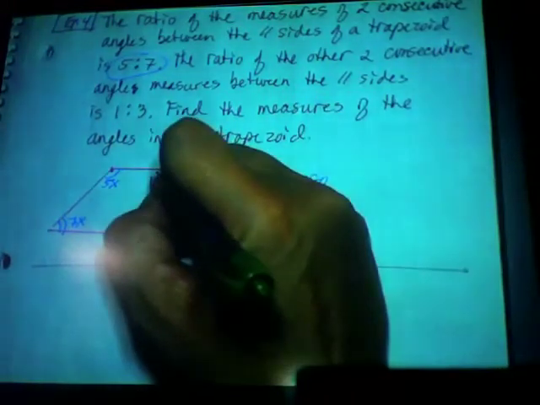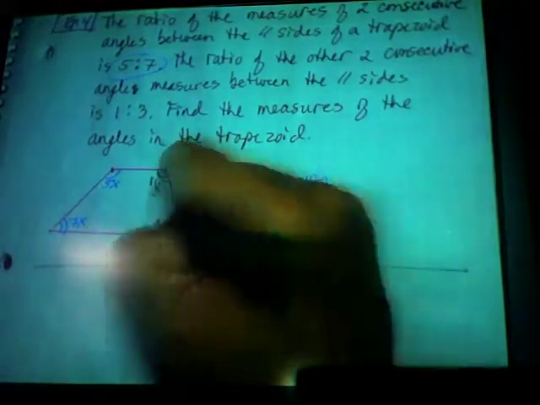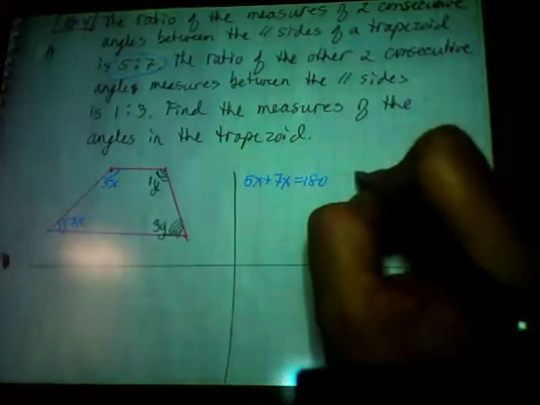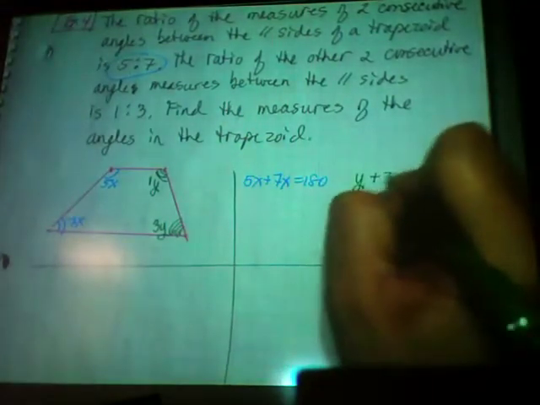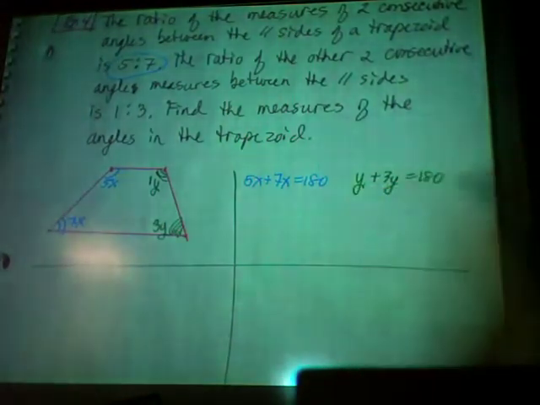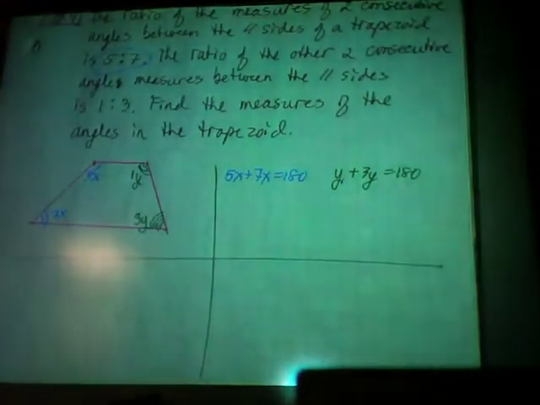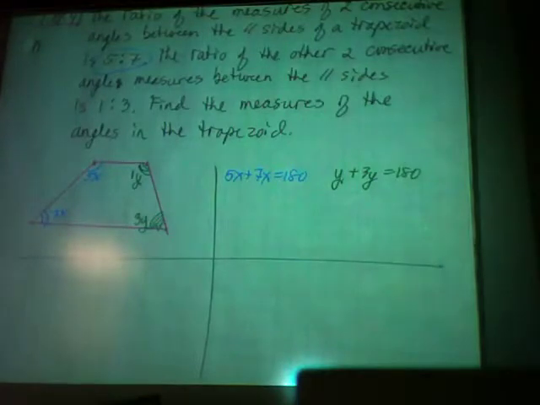So I can't use the same variable x. I have to use a different variable here, so I'm going to use y. So the second equation I have is y plus 3y equals 180 degrees. So you have 2 equations with different unknowns. You do not have a system here. You don't need a system here. Go ahead and solve those separately.